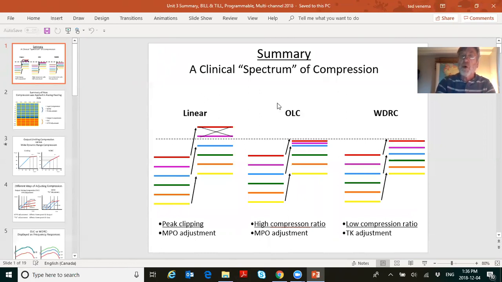Output limiting, a close cousin of linear, same thing. Same gain for soft, same gain for average, but suddenly slamming on the brakes without the use of peak clipping. WDRC, the same kind of amplification for soft sounds, but note progressively less and progressively less amplification. As the inputs go up, the gain goes slowly down.